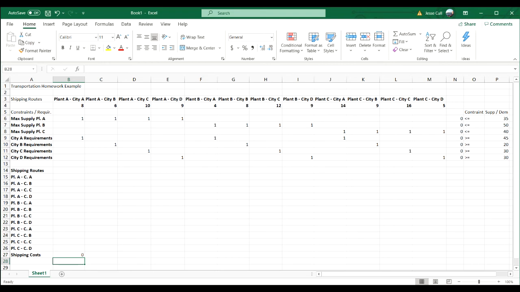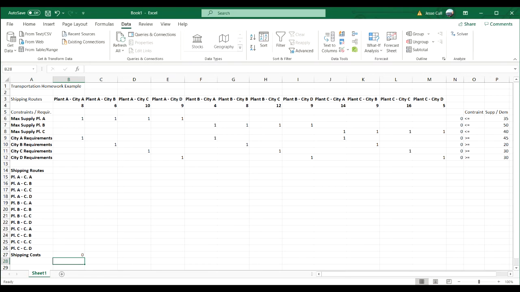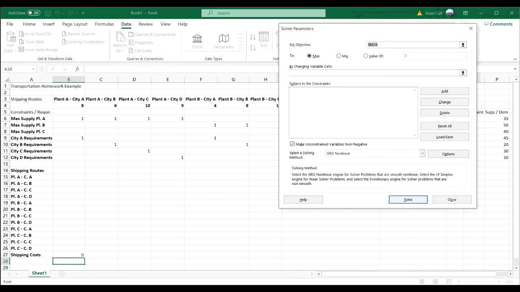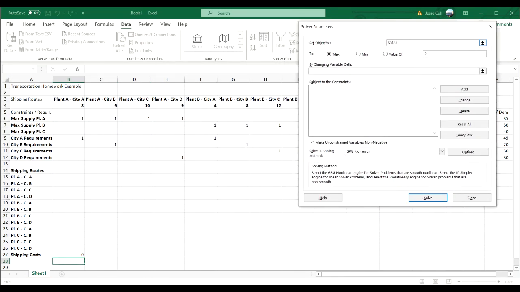the data bar. So let's go up, click right here, over to the solver, and now we can begin entering our data. Our objective function is to determine shipping costs. We see that right here. It's a minimization situation.